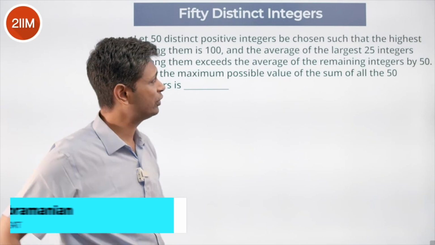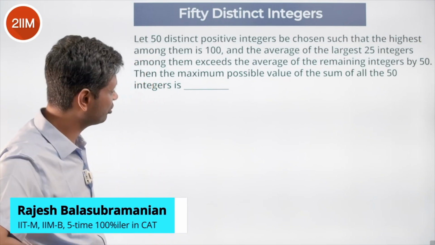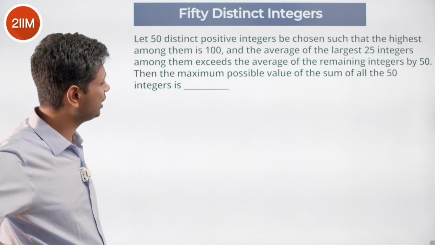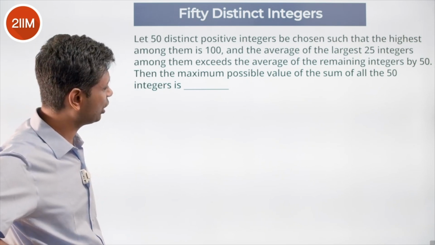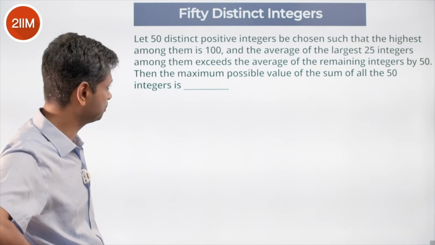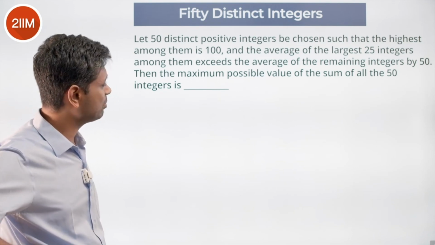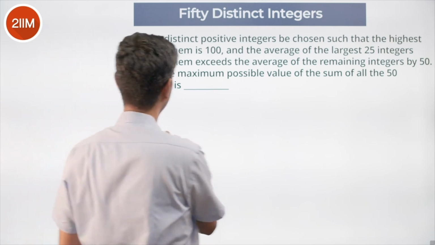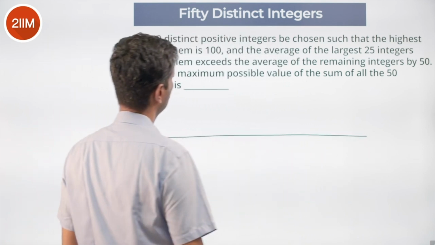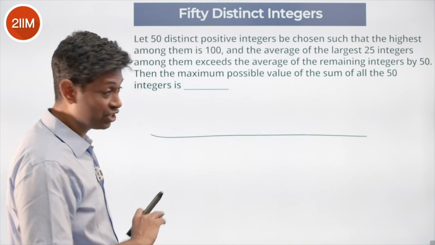Let 50 distinct positive integers be chosen such that the highest among them is 100. The average of the 25 largest integers among them exceeds the average of the remaining integers by 50. Find the maximum possible value for the sum of all the 50 integers. So, 50 integers, distinct, all of them.